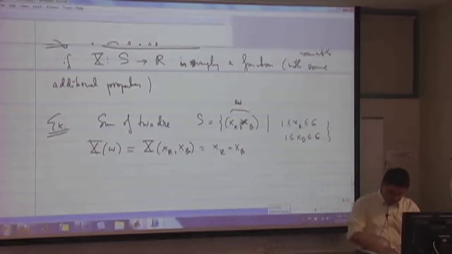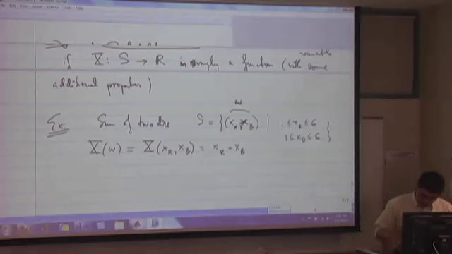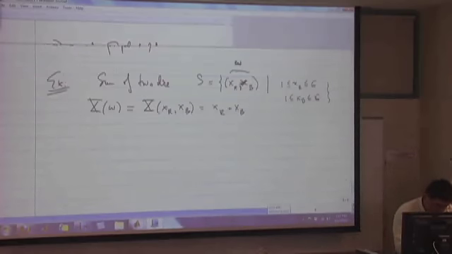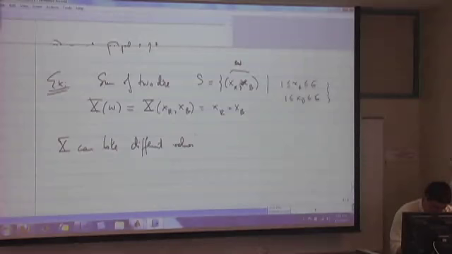Okay? So x can take different values anywhere between 2 and 12 for this example, right? Each with different probability.